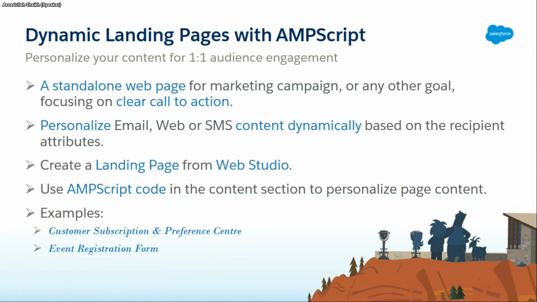And then similarly, we have dynamic landing pages. We have talked about landing pages in our previous session also. What are landing pages? It is basically a standalone web page for a particular goal or use case. Normally, it contains a call to action, or CTA. In today's example, we will have a landing page which will be used to collect the user information to register for an event. And in Marketing Cloud, we build landing pages inside Web Studio.